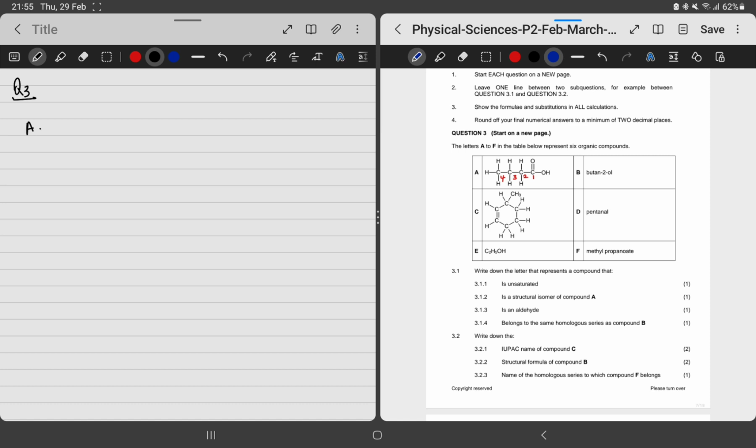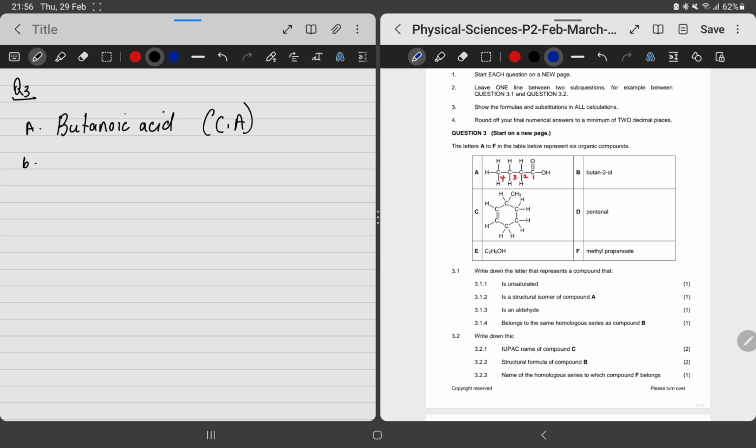Now, we have 4 carbons, so the prefix is going to be but. Okay. And then we have, so that is a carboxylic acid. So it is going to be oic acid. That is going to be the suffix. So we have 4 carbons. So that is going to be butanoic acid. And then we said this belongs to the carboxylic acids.